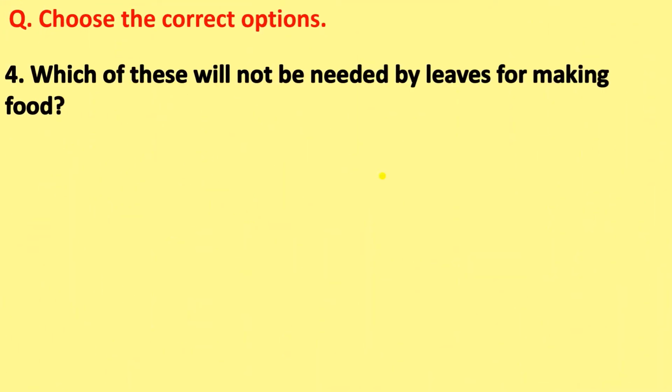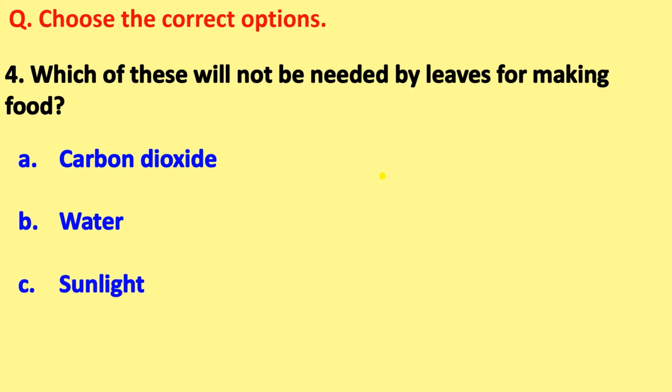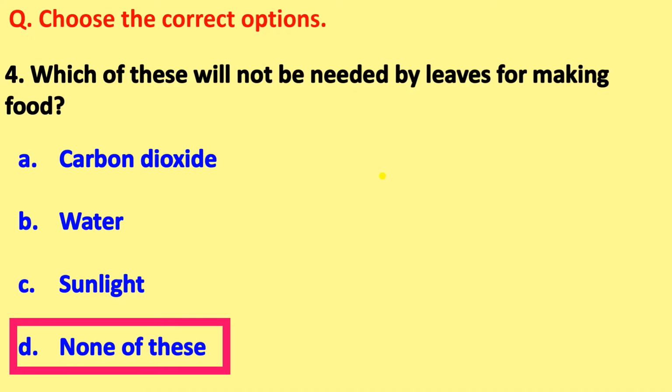Next, which of these will not be needed by leaves for making food? Read it carefully. Carbon dioxide, water, sunlight, and none of these. The answer is none of these. All are needed.